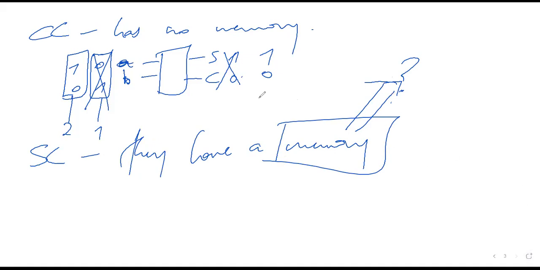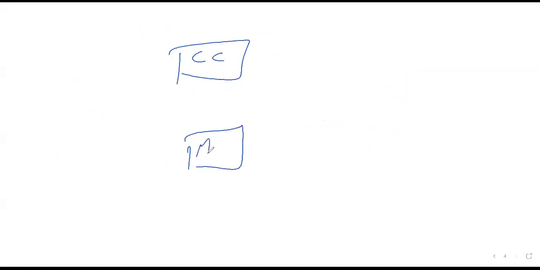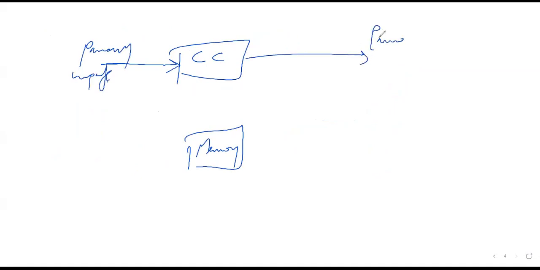Logic diagram of these two. We have a combinational circuit. We have memory. All right. We have our inputs, these are our primary inputs. We have our primary outputs. This is what we call a combinational circuit without this thing here. This is the combinational circuit. Primary inputs, primary outputs, no memory.